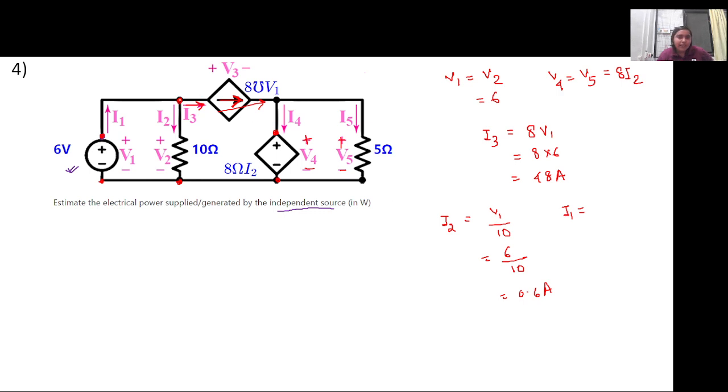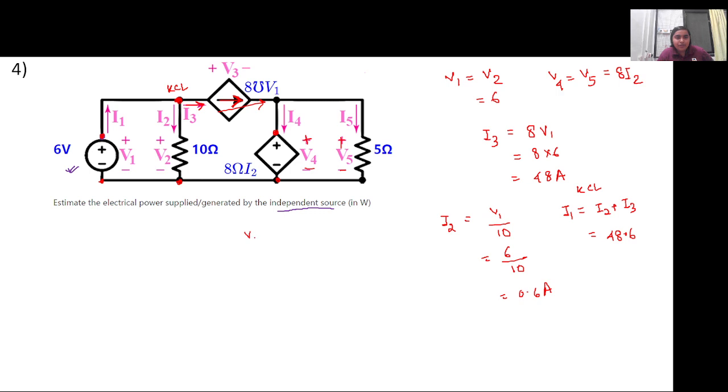So to calculate I1, we can apply KCL here, right? Can we apply KCL at this particular node? Yes, so I1 will be equal to I2 plus I3, which is 48.6. So we have solved for I1, I2, I3, V1, V2, and we can calculate V3 now.